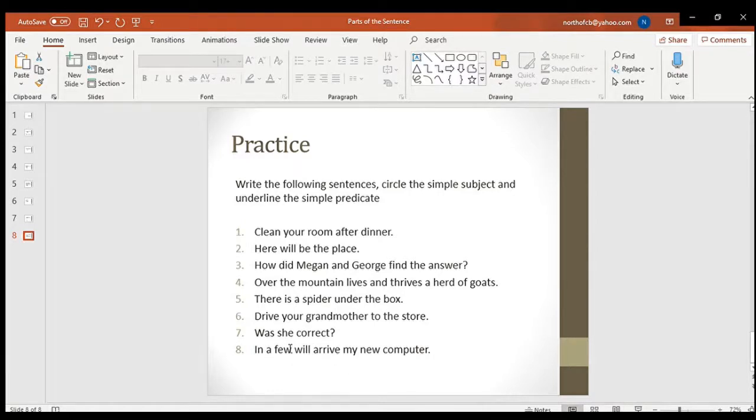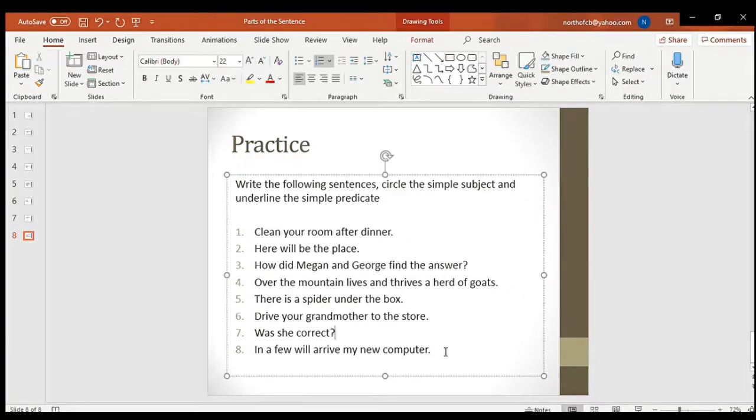In a few will arrive my new computer. I think it's supposed to be a few minutes. Okay? What's going to arrive? Computer. That's your subject. And again, guys, you can always type these out and invert them yourself. That's something that you can easily do. My new computer will arrive, right? You can invert it yourself. My new computer will arrive in a few minutes. And so what will arrive?